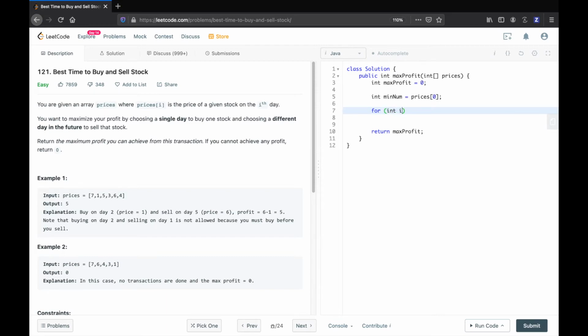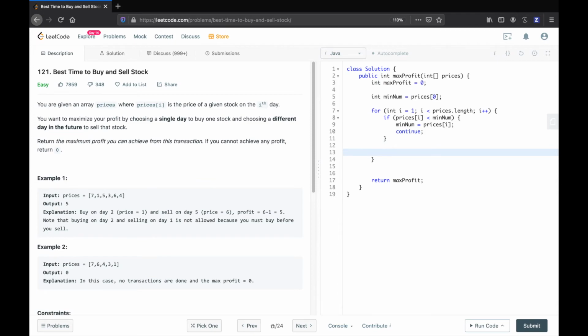So for int i equals 1, i is less than prices.length, i plus plus. And every time we iterate through, we're going to make one simple check. If the prices at index i is less than our minnum, what do you guys think we need to do? Just like we did in the example, we are going to reassign our minimum number that we've seen so far, our local minimum, to the value that we're at in our prices array. So it's going to be prices of i. And like we did before, since we have recalculated our minimum number, there's no need to recalculate our max profit. So let's just continue to the next value.